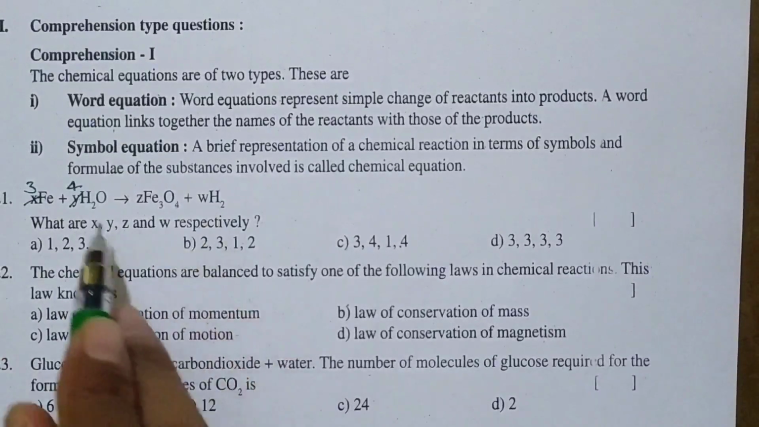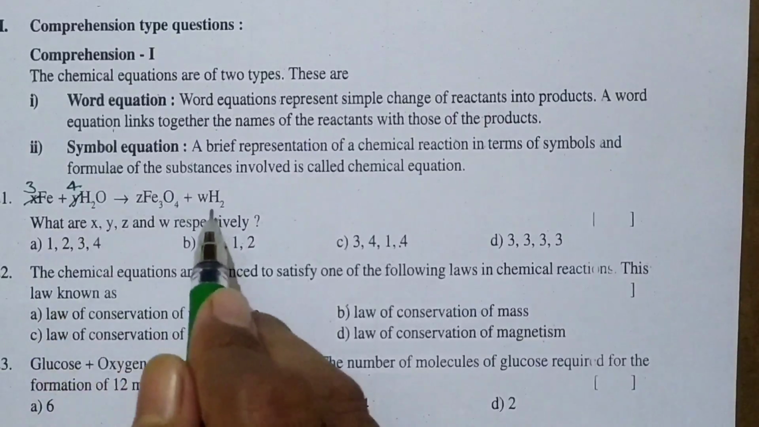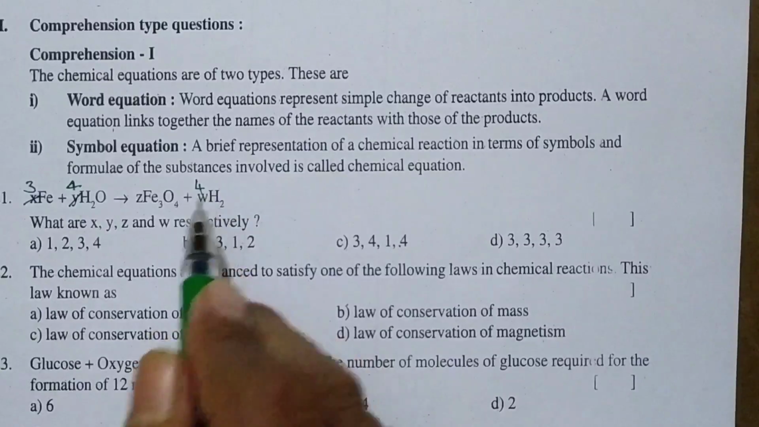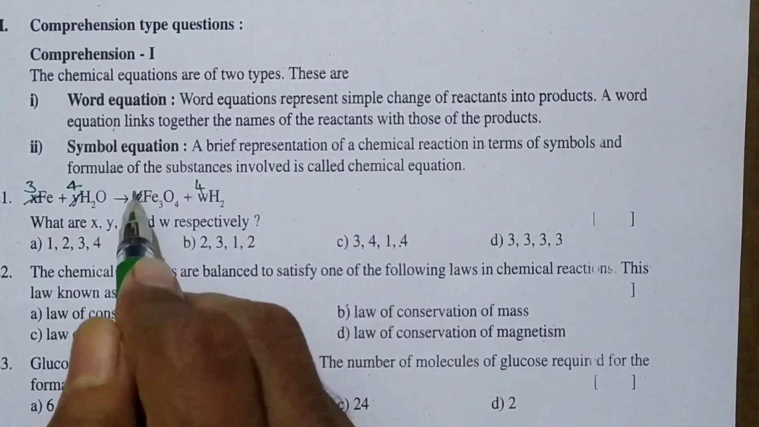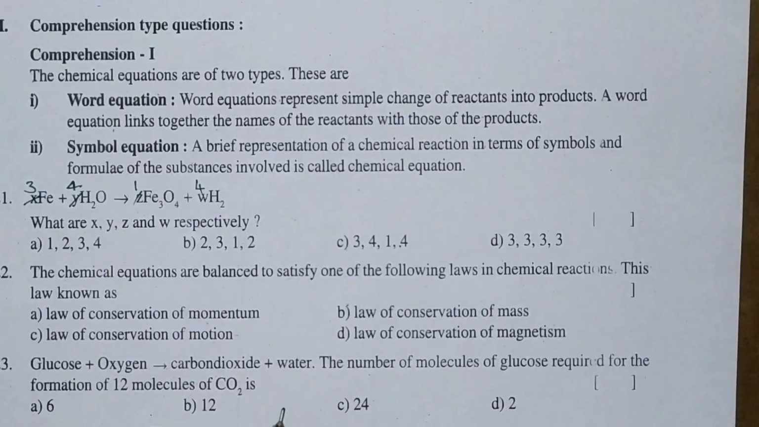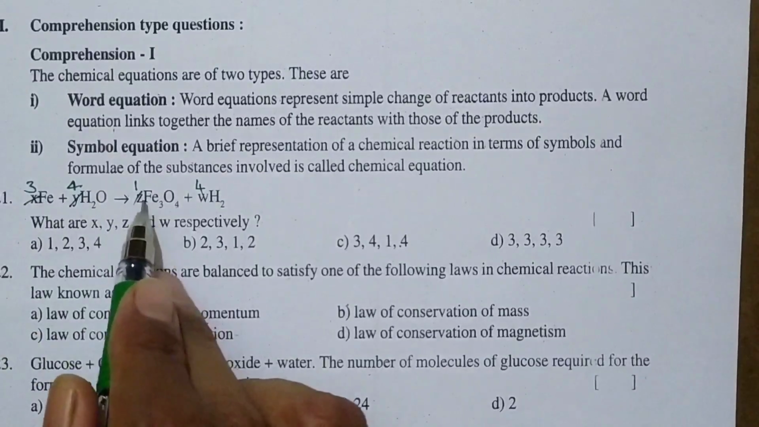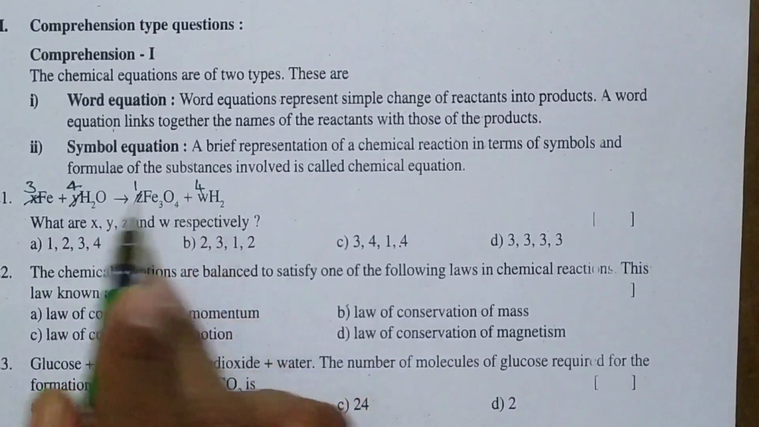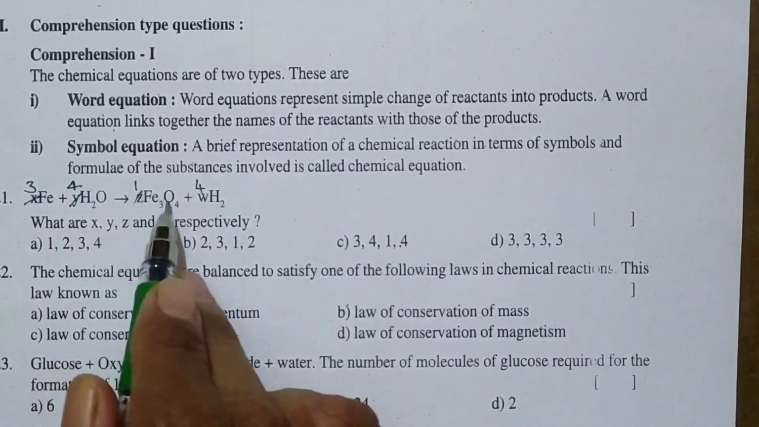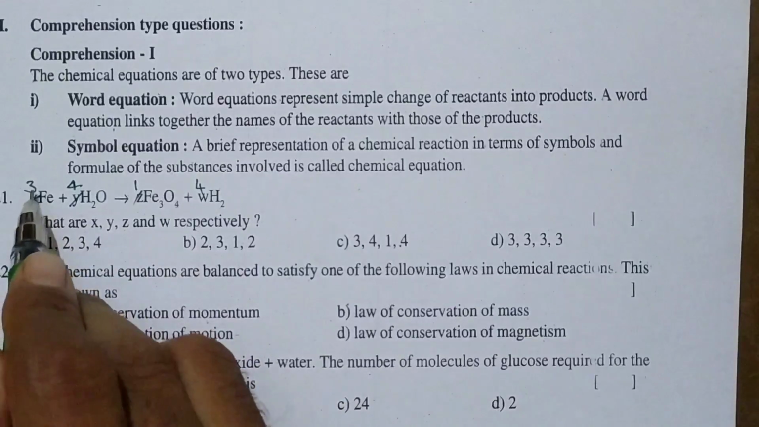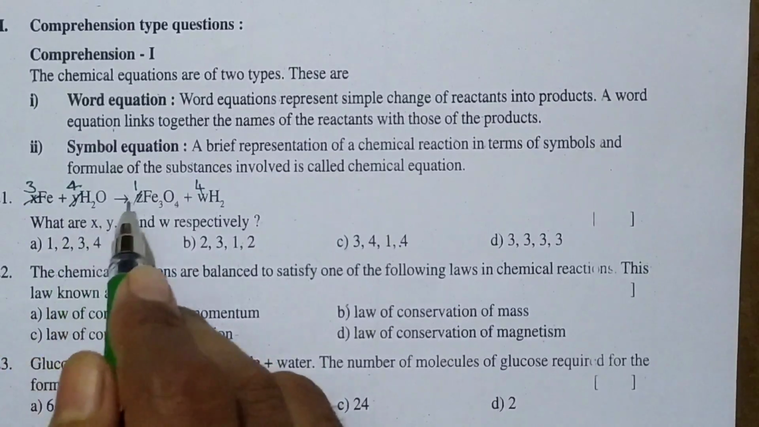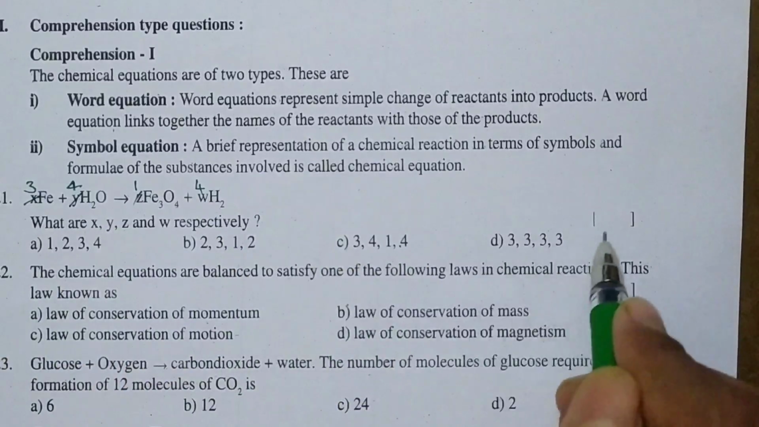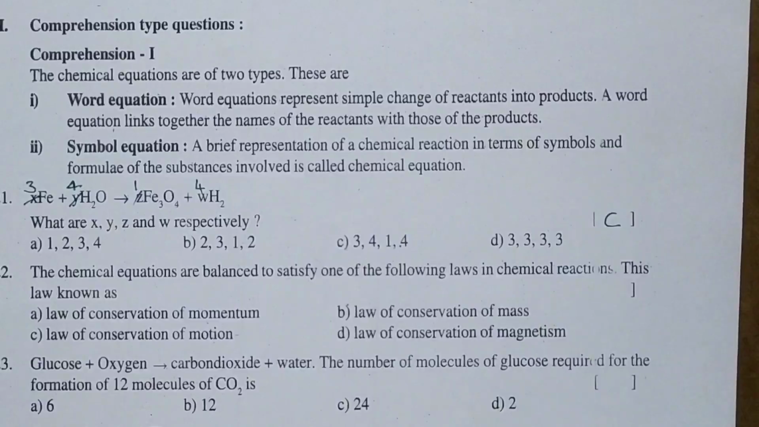Now the problem is only hydrogen. Hydrogen 4 2s are 8 times. Here 2 is there, here let us write 4. So here it is 4 2s are 8 times. Now in place of Z, if you write 1, then it will be completely balanced. Here 3 times Fe. Here 8 hydrogen, here 4 2s are 8 hydrogen. 4 oxygen, here 4 1s are 4 oxygen. So here X is 3, Y is 4, Z is 1, W is 4. So 3 4 1 4. Option C is the right answer.